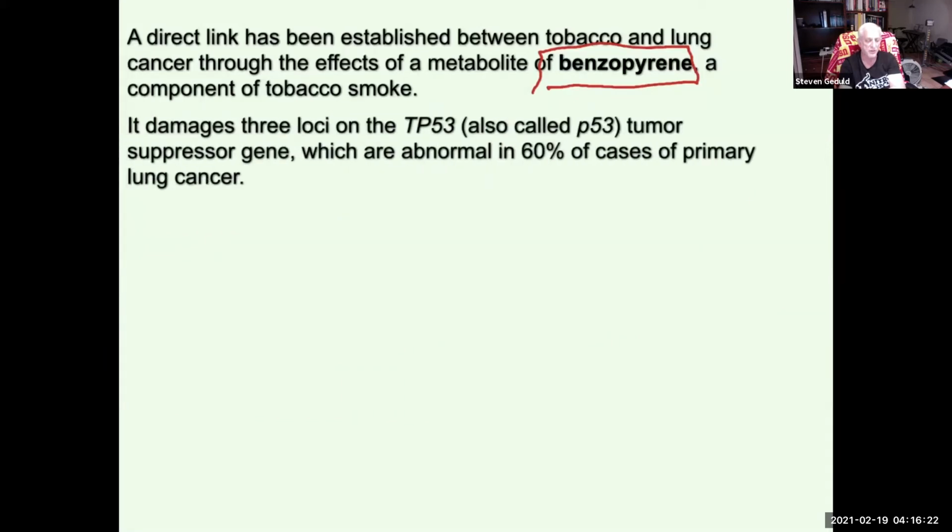Okay. There's 3 loci on the tumor suppressor gene. We'll get into tumor suppressor genes again. I think it's chapter 20 or 21 in this book. You have genes that the body turns on, makes these proteins that suppress tumors, that stop cancer from occurring. It damages 3 locations, the loci on the TP53 gene, the benzopyrene, which are abnormal in 60% of primary lung cancer. So 60% of lung cancer patients have these damaged genes where they have the tumor suppressor gene damaged at these three locations. And that's how it works.